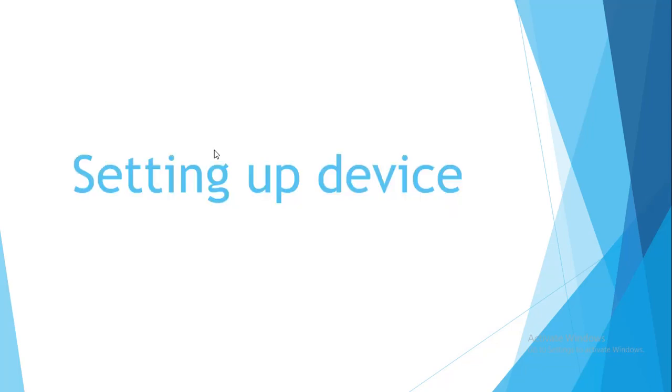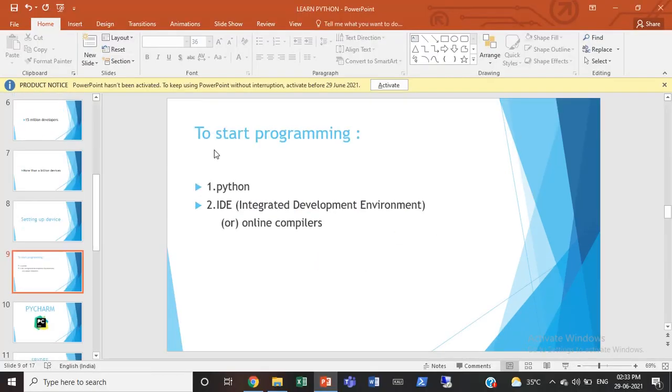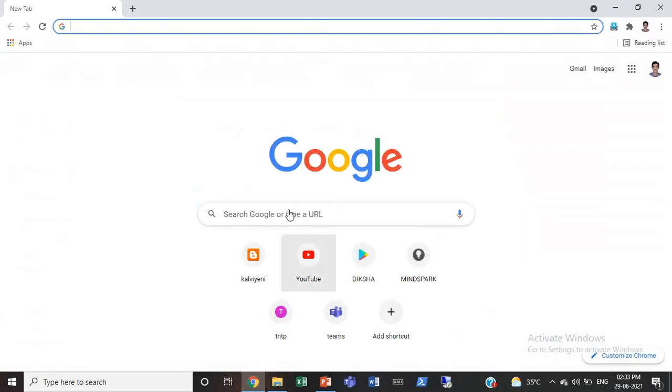To start programming Python, first we want to set up our device. Your device could be a laptop, a PC, or a mobile phone. To start programming, the first step is to install Python on your device. Now I am going to show how to install Python on a laptop or PC.